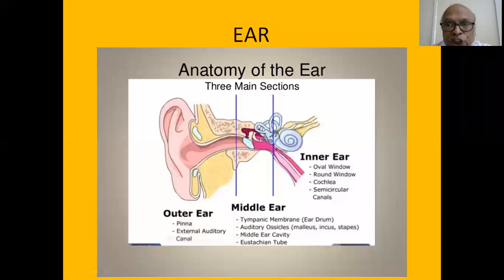There are certain deficiencies in the cartilage of the pinna. They are called fissures of Santorini. Through these fissures of Santorini, sometimes the infection from the pinna extends into the parotid region.